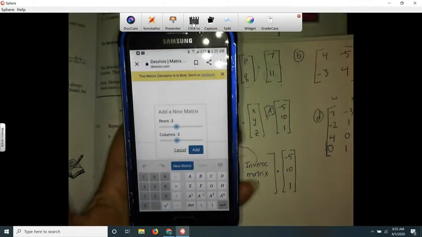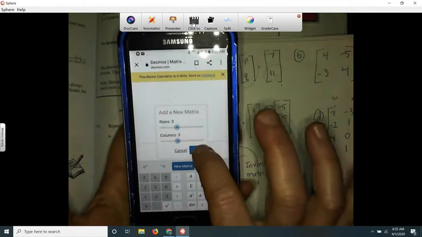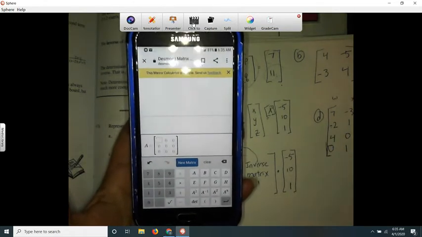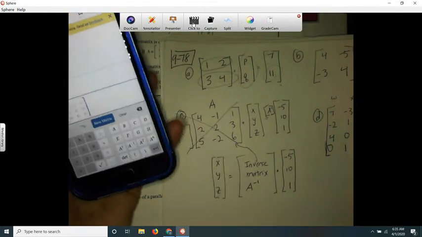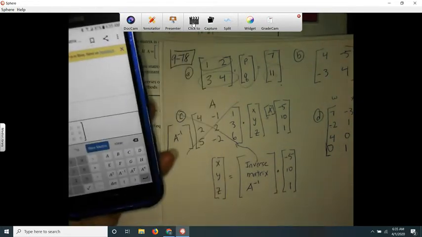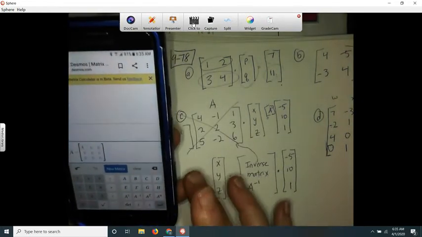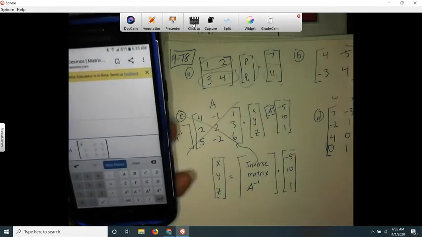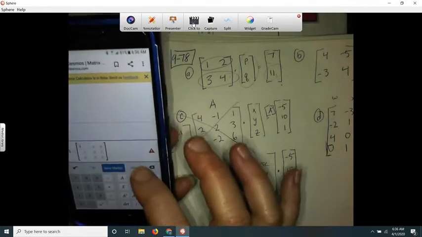It's a 3 by 3. And then I'm going to name it A. And then I'm just going to type in my numbers. I got a 4. This is the part where I mess up. Negative. Up, see?